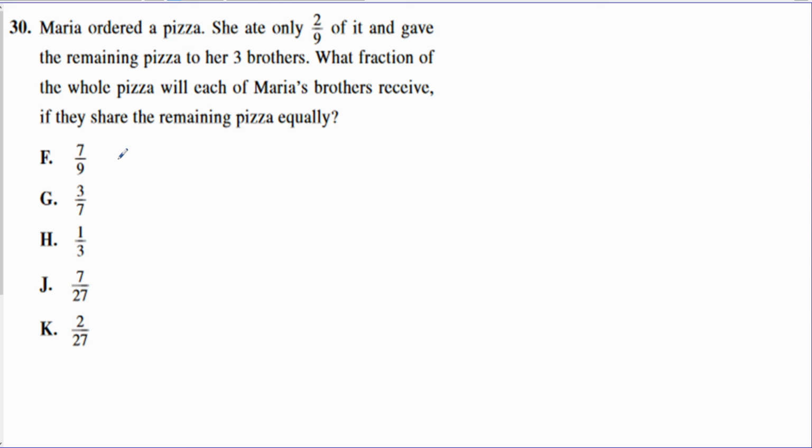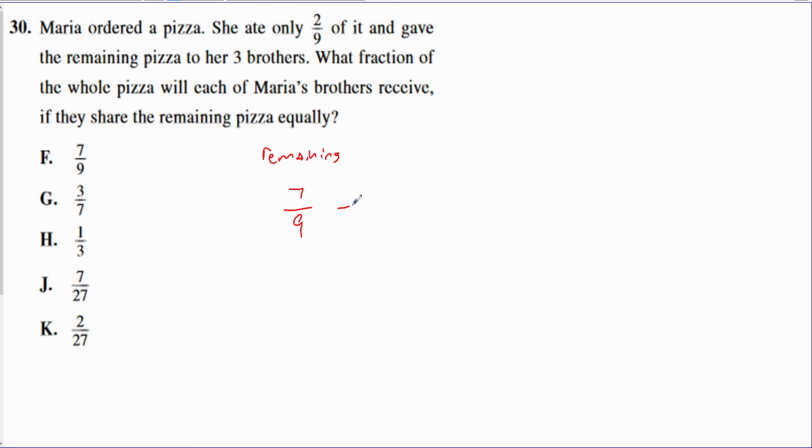Maria ordered a pizza. She ate only 2/9 of it and gave the remaining to her 3 brothers. What fraction of the whole pizza will each of Maria's brothers receive if they share the remaining pizza equally? Okay, so essentially, if she ate 2/9 of the pizza, that means that there are 7/9 remaining. So I'm going to say that the remaining part, okay, is 7/9, right? Because 7/9 and 2/9, well, that would be 9/9, okay? That's the whole pizza, okay?